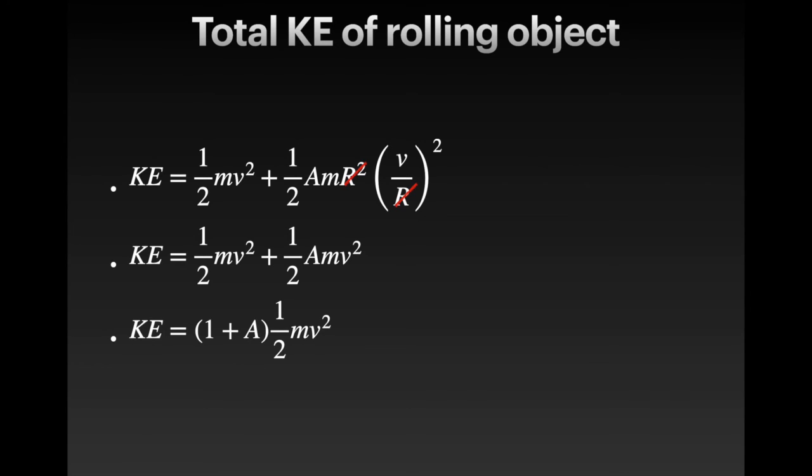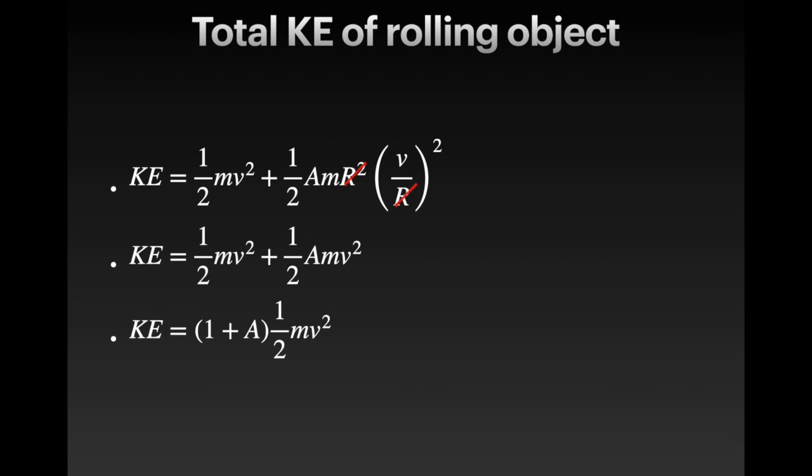So what that tells us is that we just need to look up this factor of A in order to figure out the total kinetic energy. Now, what does this mean from a practical point of view? How can we tell which object is going to win the race?